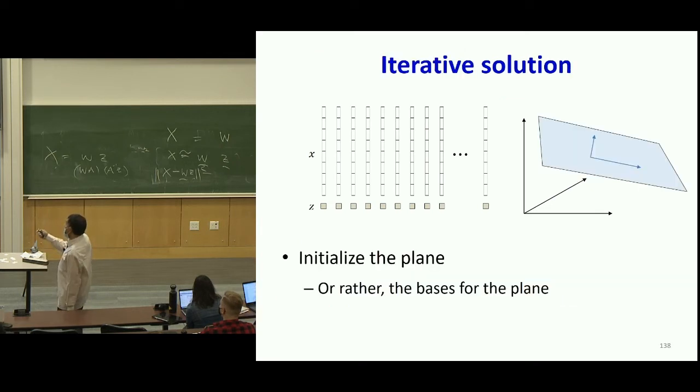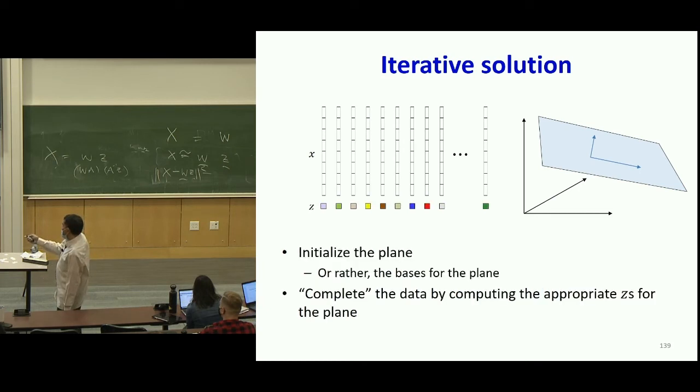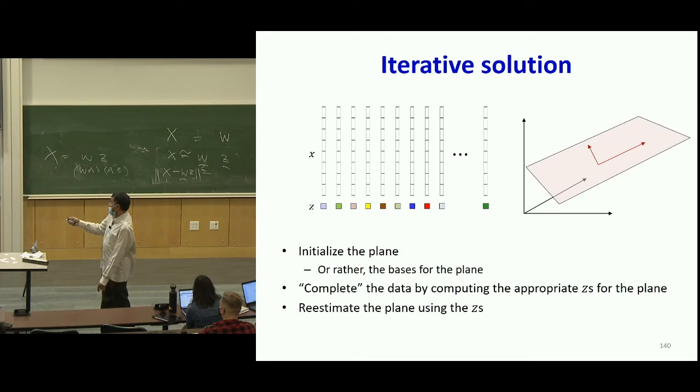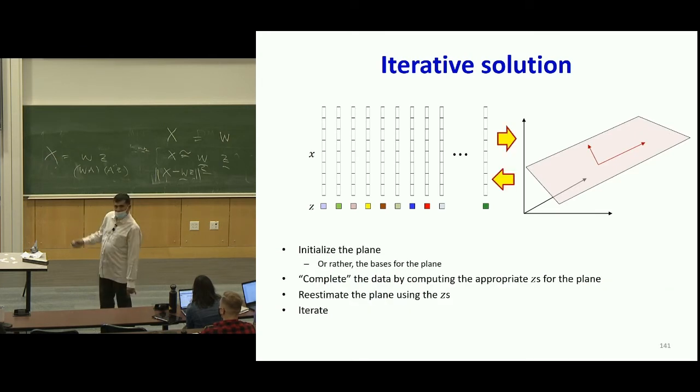So I'm going to start off with some initial guess for the subspace, use that to fill in the coordinates for the data vectors, then use these coordinates to go back and estimate my subspace again, use the new subspace to find my coordinates, and repeat this process. And the whole thing is going to converge, right?